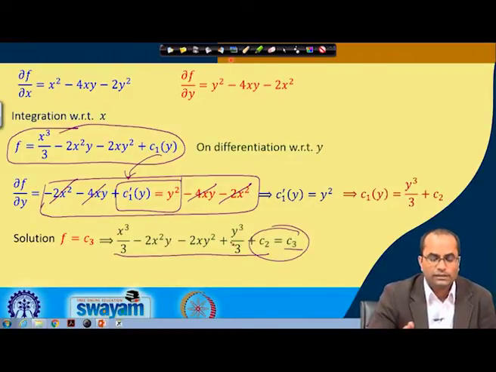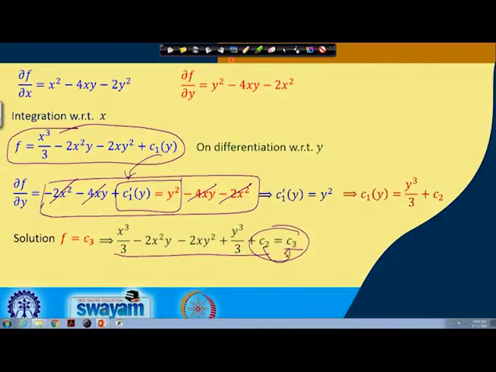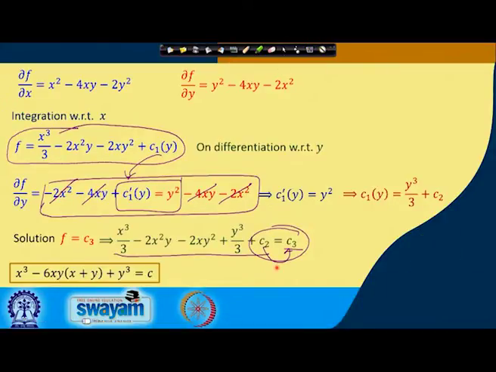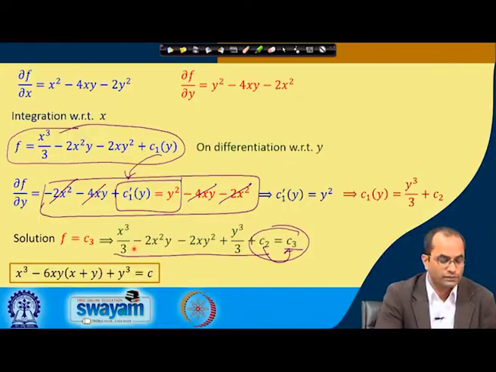Now, c 2 and c 3 are two different arbitrary constants, but we can merge them into one, and this is the solution of the equation. Indeed, we have multiplied the equation by 3 here, to get x cube minus 6 x square y, and also minus 2 x y square multiplied by 3 again, so that will be 6 x y square, plus y cube when multiplied by 3, and c 3 minus c 2 we have taken as another constant with multiplication by 3. So, that is the solution of the differential equation which we have considered.